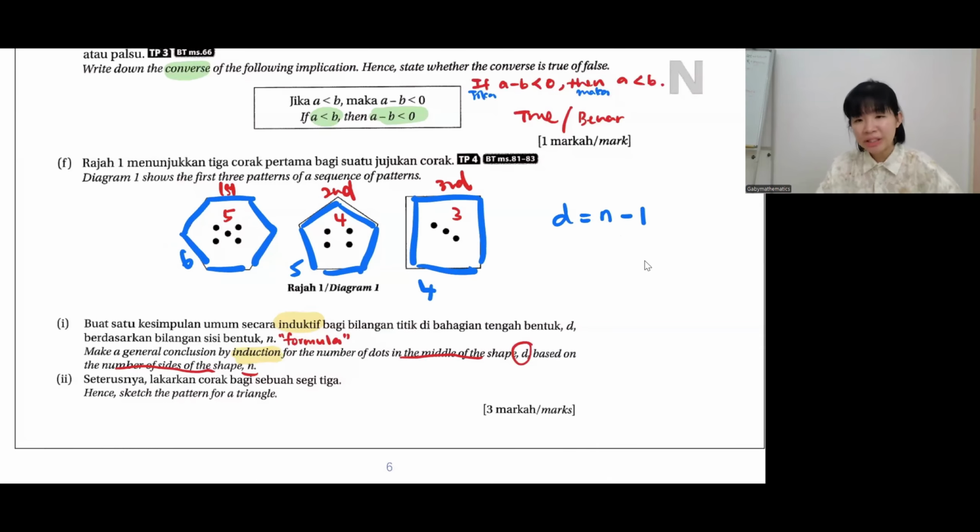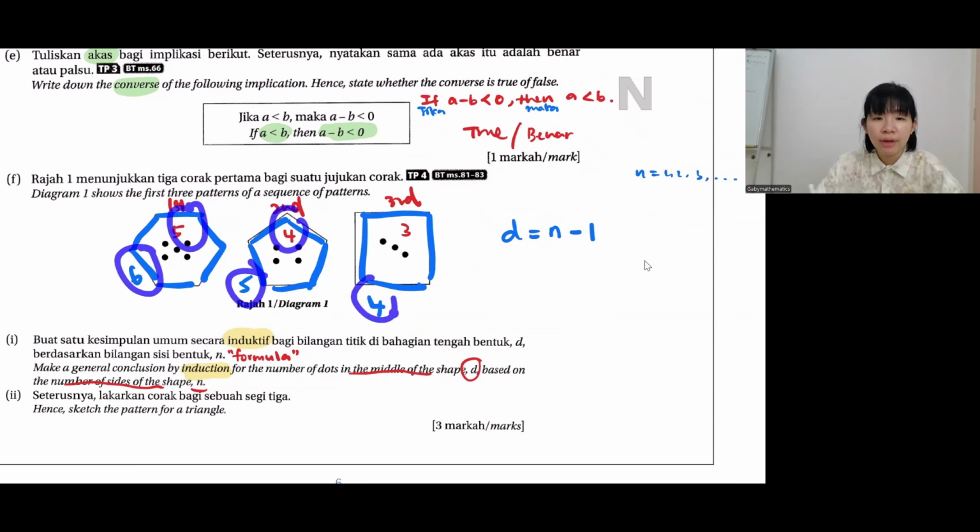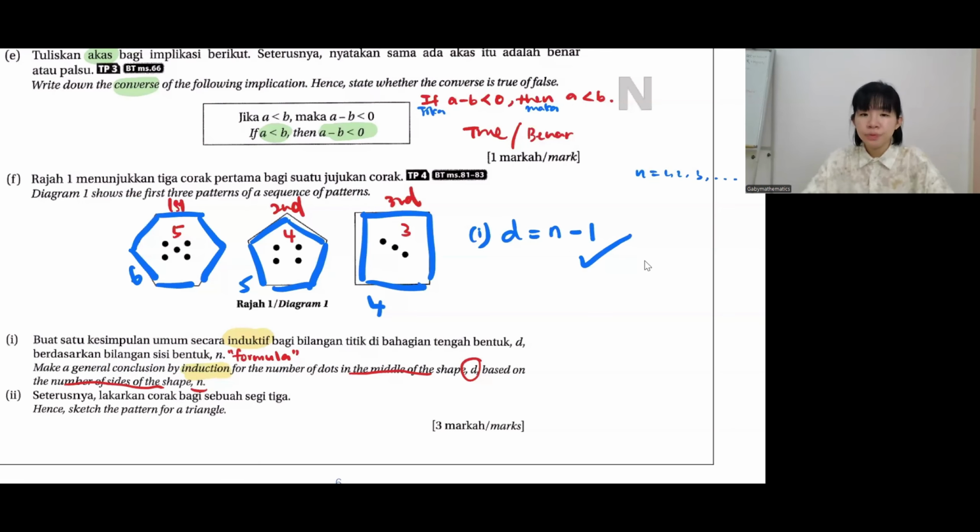Now for this question, you don't need to put N equals 1, 2, 3, dot, dot, dot. This is an unusual kind of formula they want, because they're very specific. They want D and then N. Usually when we do inductive, we will write N equals 1, 2, 3, dot, dot, dot. But this one no need, because it doesn't start from 1. It starts from 6 and 5, then 5, 4, then 4, 3. So for part 1, this is the answer. They just want us to show the relationship between D and N.